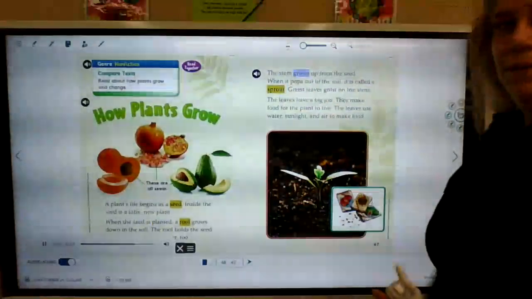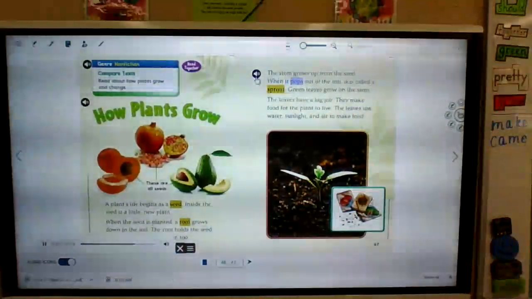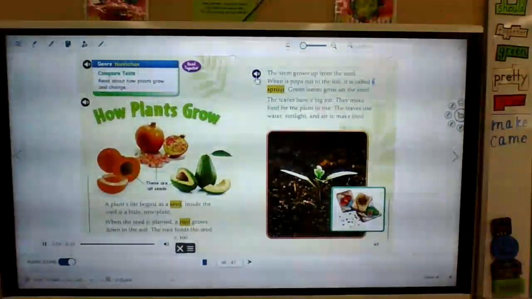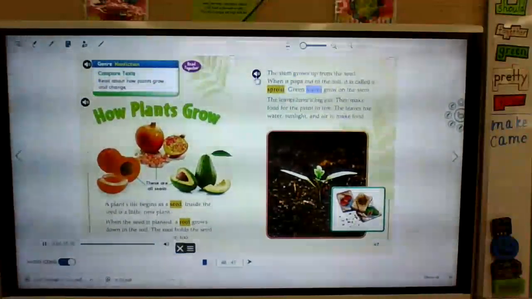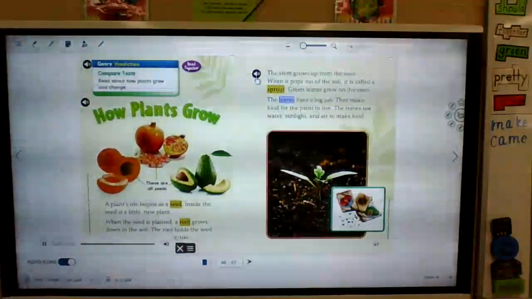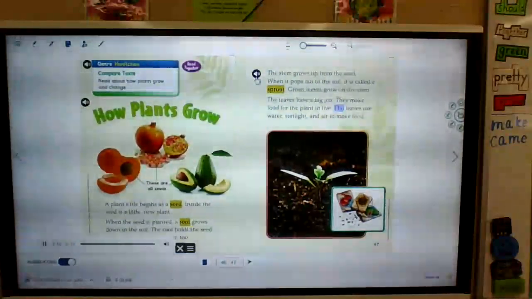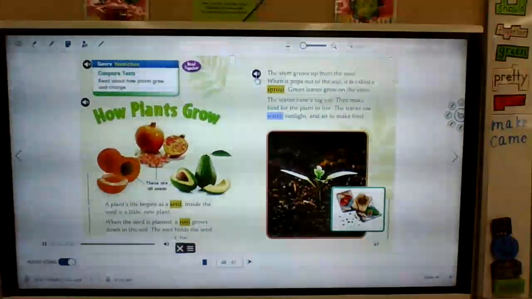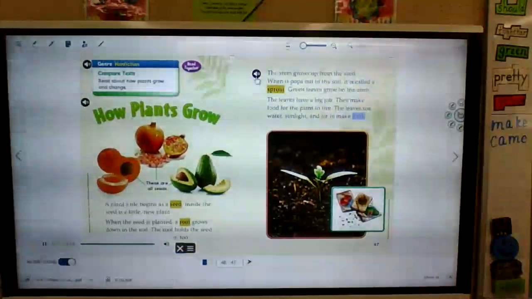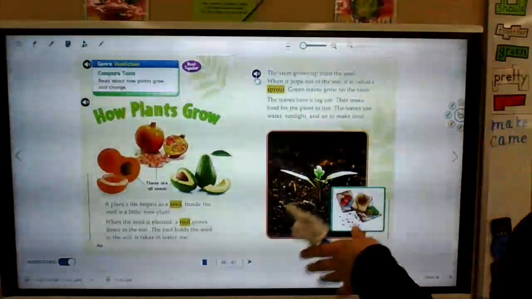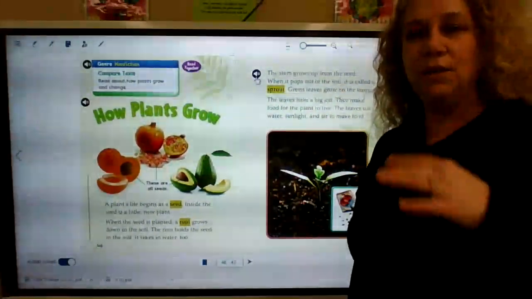The stem grows up from the seed. When it pops out of the soil, it is called a sprout. Green leaves grow on the stem. The leaves have a big job. They make food for the plant to live. The leaves use water, sunlight, and air to make food. And that's why they're green. When they're green, they're making food.